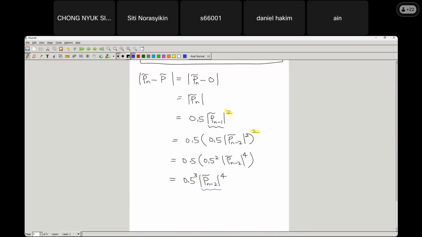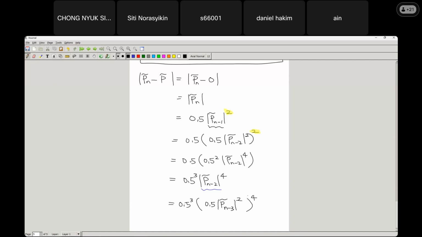So what I'm going to have will be, this is equivalent to 0.3 times something power of 4. So what is your Pn minus 2 tilde? So your Pn minus 2 tilde, that is equivalent to 0.3 Pn minus 3. Let me write properly. Okay, I'm sorry. Okay, so I will have, this is Pn minus 3 tilde square.